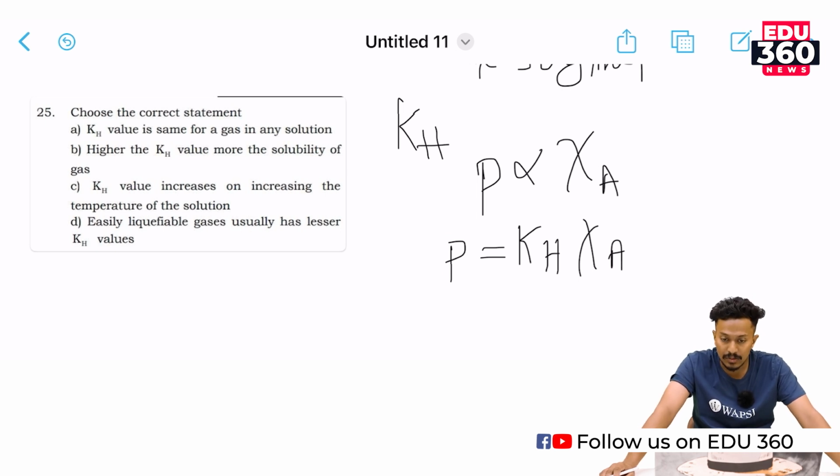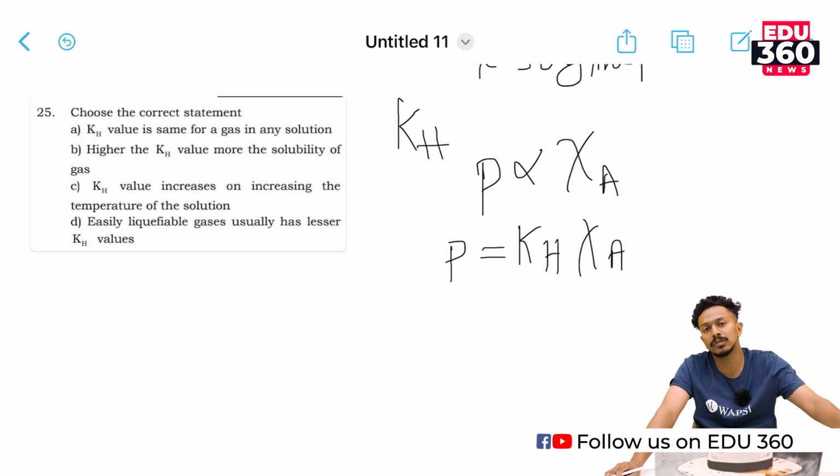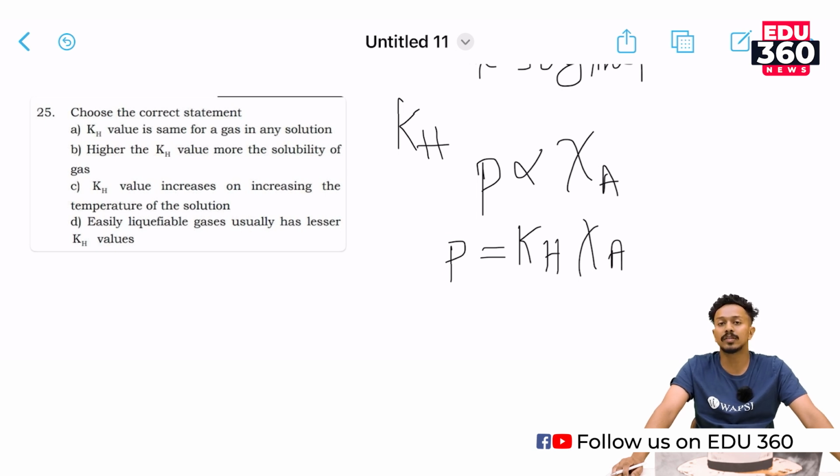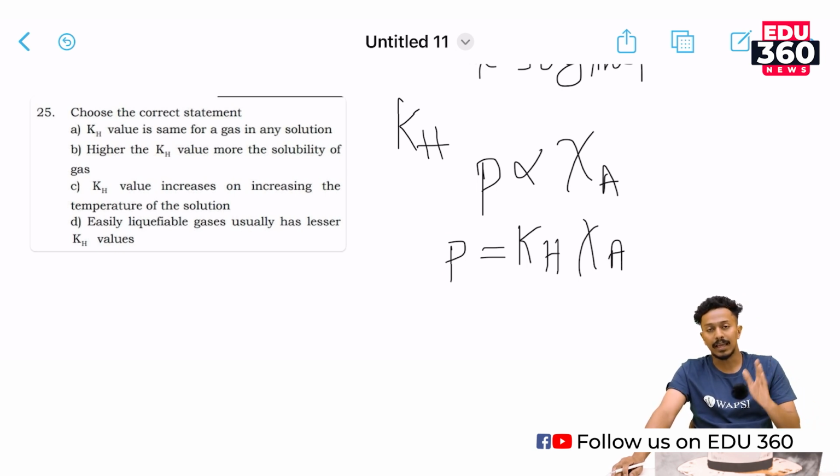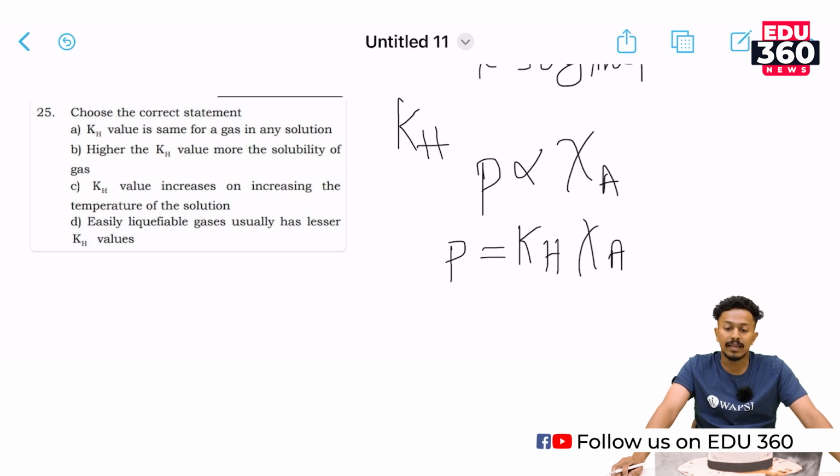KH value increases on increasing the temperature of the solution. As you know, if the temperature of a solution is increased, its solubility decreases. That's why in higher temperature or hot water, aquatic animals cannot survive, because the dissolution of oxygen in water is reduced. So we can apply Henry's law here: the higher the temperature, the lower its solubility. So we could say that KH value increases with the increase in temperature. So option C is the correct answer.